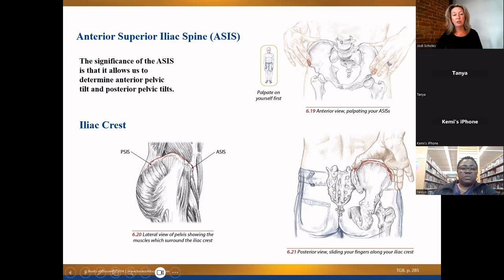This is the muscles that surround the ASIS. But here's a nice picture of the pelvis right there, that little bony landmark in the front. And here he's cupping part of the PSIS. Okay.